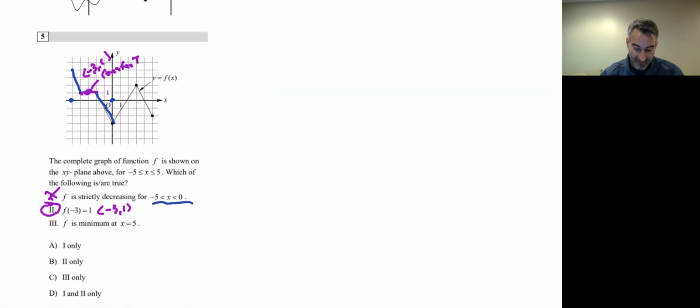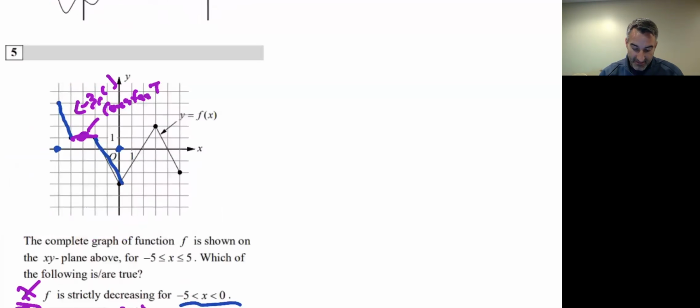That's a winner. Has a minimum at x equals 5. So here's 1, 2, 3, 4, 5. Here's 5, guys. I'll put it in red. Is this point a minimum? Is it the lowest point on the graph? The answer is no, because I have this point in green. This is the minimum. This is lower than that. So it can't be 3. There you go. There's your answer.